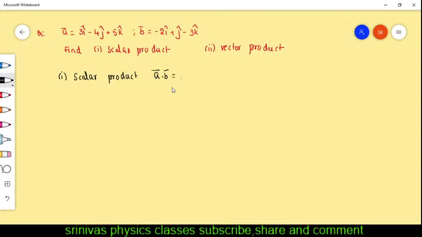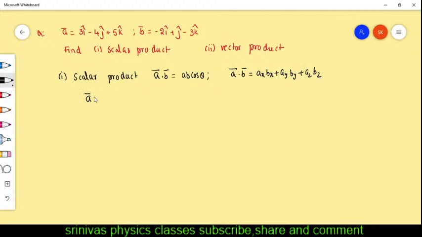And there are two formulas. One is AB cos theta, when you know the angle. The other one is A bar dot B bar is equal to AX BX plus AY BY plus AZ BZ. This is the scalar product formula.